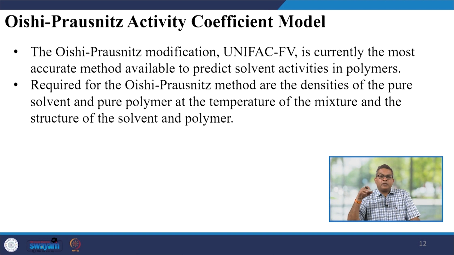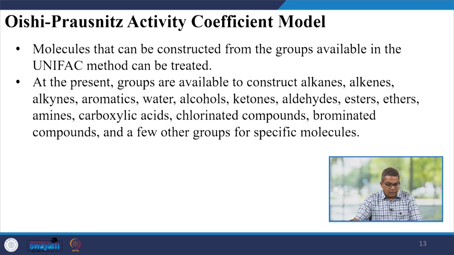Now, this Oishi-Prausnitz model, the UNIFAC free volume, is currently the most accurate method available to predict the solvent activities in polymer. Now, this requires the densities of a pure solvent and a pure polymer at the temperature of the mixture, and the structure of the solvent and polymer. The molecules that can be constructed from the groups available in the UNIFAC model can be treated.